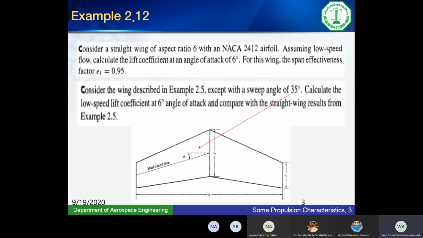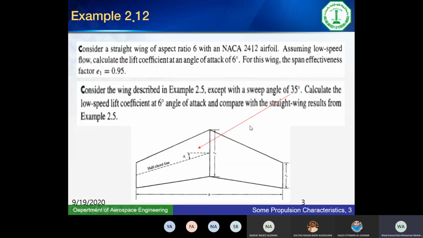A span effectiveness factor is basically a number that represents how effective the 3D wing is compared to the 2D one. A span effectiveness factor of 1 would give you the lift distribution of a 2D wing. So 0.95 is close to that one. So the span is very efficient. E equals 0.95.